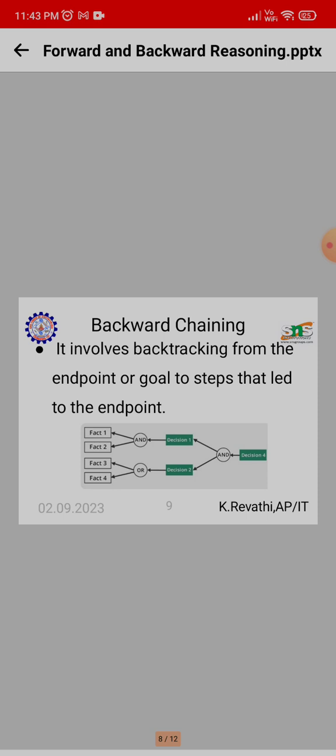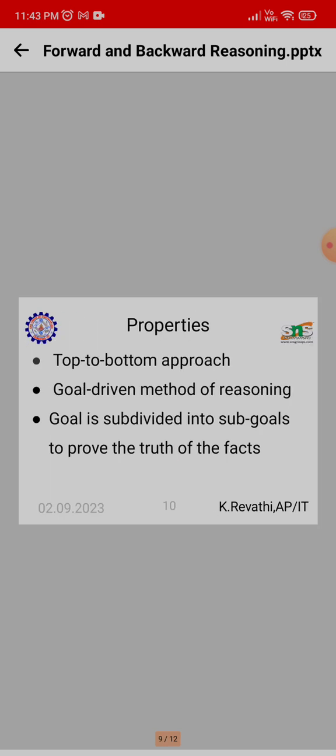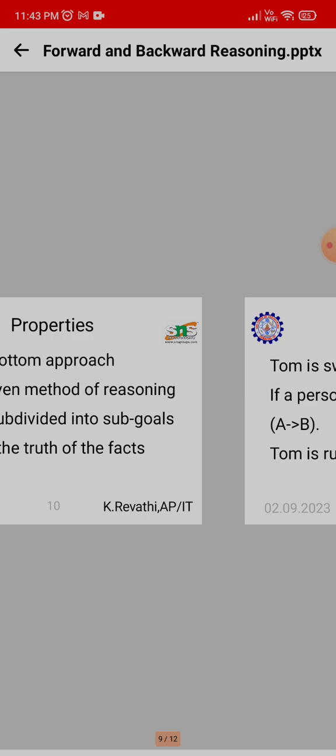Backward chaining is also known as backward deduction or backward reasoning method. A backward chaining algorithm is a form of reasoning which starts with the goal and works backward through rules to find known facts that support the goal. Then properties are, top to bottom approach, goal driven method for reasoning. The goal is subdivided into sub-goals to prove the truth of the facts.